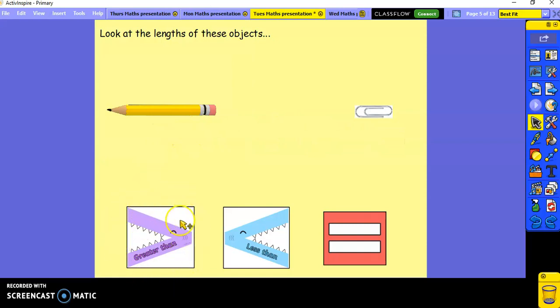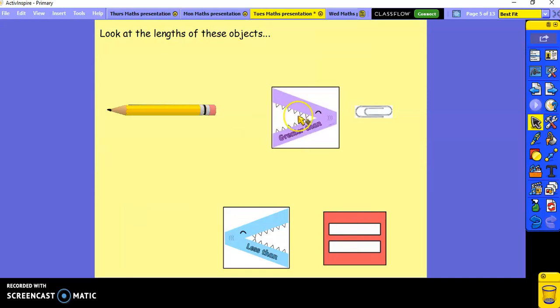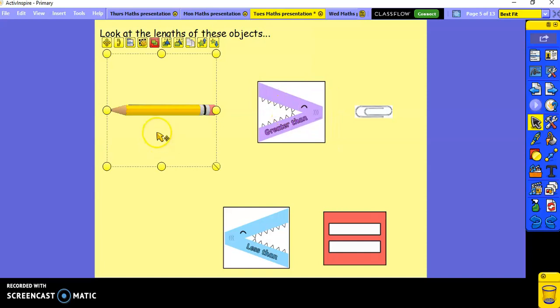Would we need the greater than sign? The pencil is greater in length than the paperclip. Would we need the less than sign? The pencil is less than the length of the paperclip, or are they equal? So well done if you correctly said that the pencil is greater in length than the paperclip?